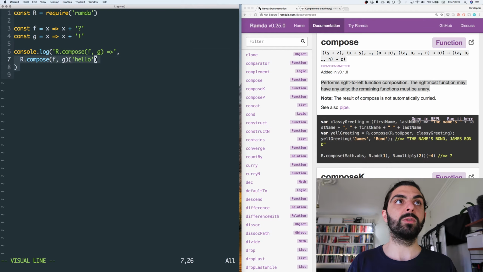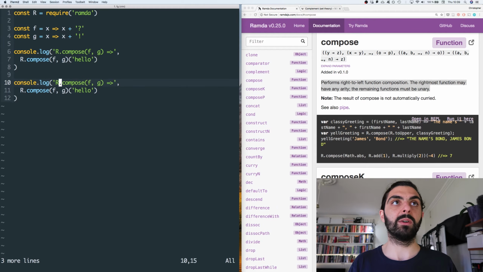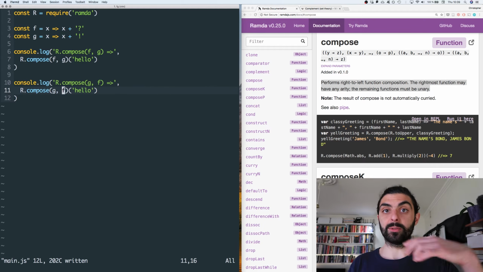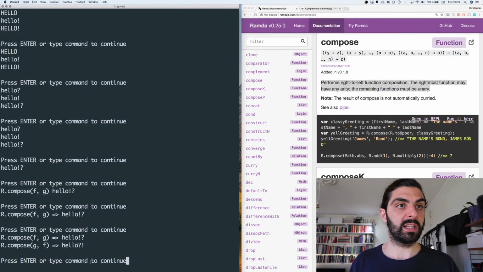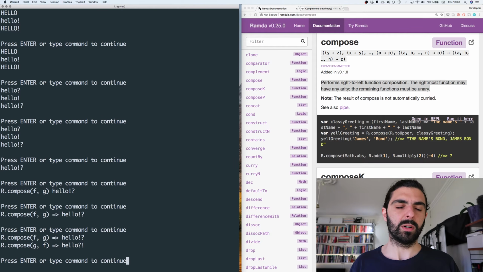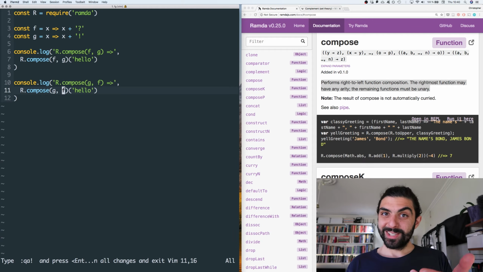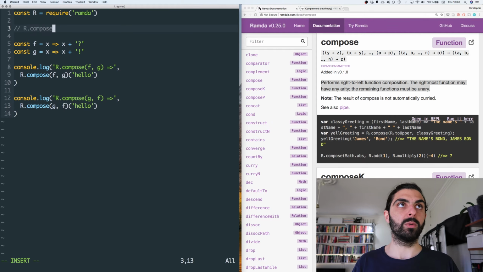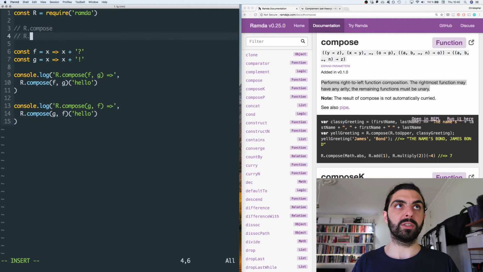Okay, but if I do it the other way around, if I say compose G and F, and of course we need to change the actual invocation, G after F rather than F after G, then you can see we of course get the other order: we first get the question mark, and then we get the exclamation mark. And this is why we can use pipe as well. So now we talked about R.compose only, right? We talked about R.compose, but we also have R.pipe.